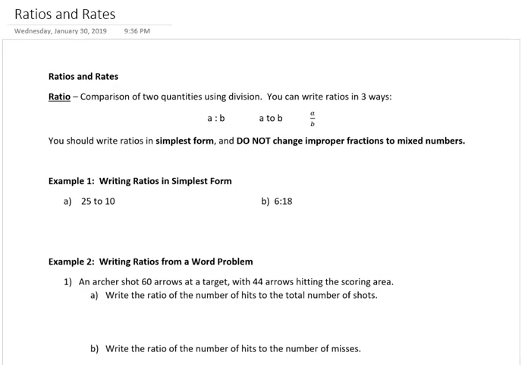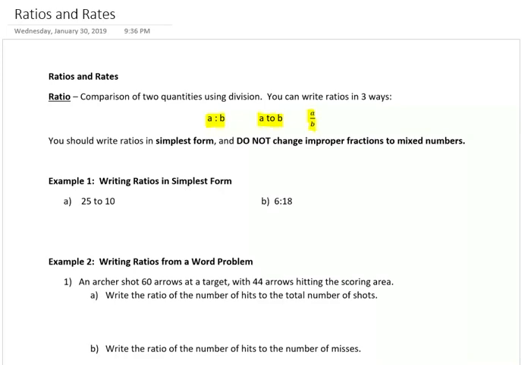In this video, we're going to talk about how to find ratios and rates. A ratio is a comparison of two quantities using division. You can write ratios in three ways. You can write it with a colon, you can put the word "to" in the middle, or you can write it as a fraction. No matter which way we write it, we read them all as "A to B."